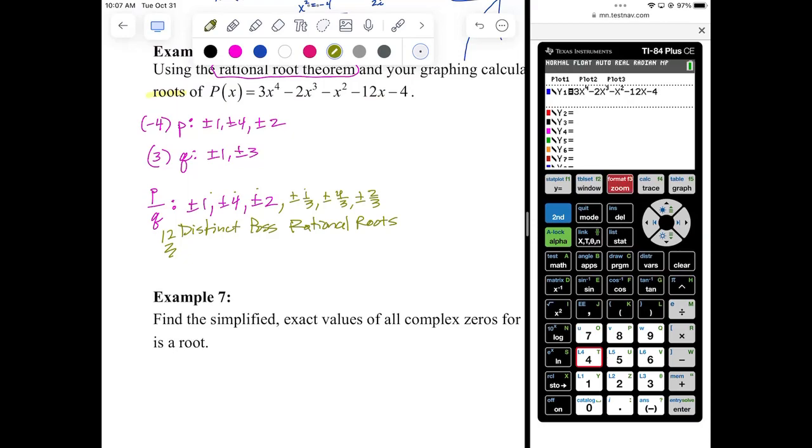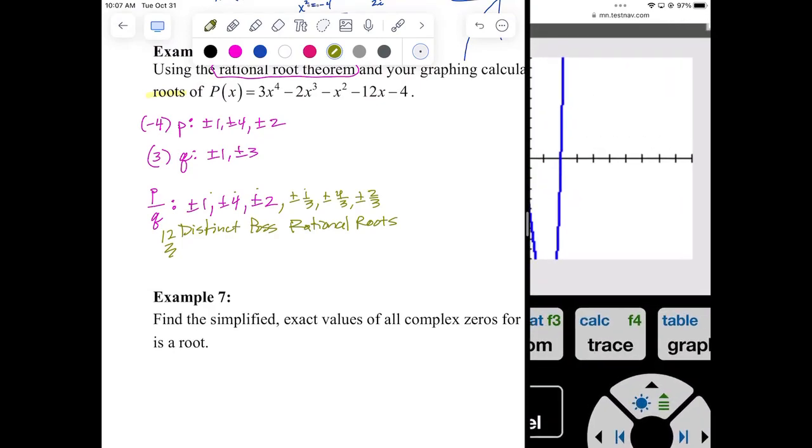And then we hit zoom 6. Zoom 6 is your standard -10 to 10 window. And it looks like that. It doesn't quite look like a parabola because it doesn't have the symmetry. So it looks like it's going to be higher than a degree 2, which we know, it's a degree 4. But let's zoom in and see what we can find our roots to be.